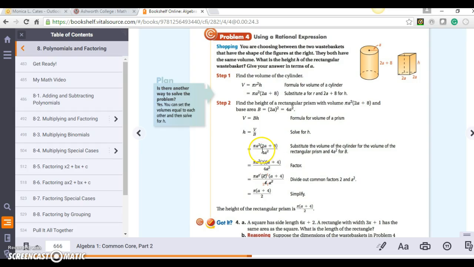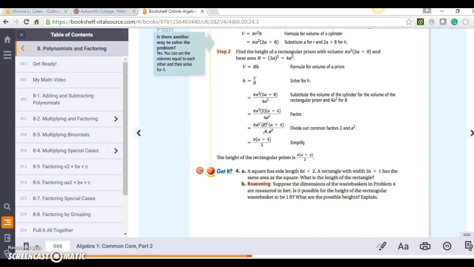And so 2a and 8, I can pull out a 2, and I'm left with a plus 4. And so my 2 can cross out a 2 from this 4, and I'm left with just 2 at the bottom. I have an a squared on both top and bottom that can cancel out. And so I'm left with pi times a plus 4 divided by 2. So the height of the rectangular prism is pi times a plus 4 divided by 2. Let's look at the guided now.